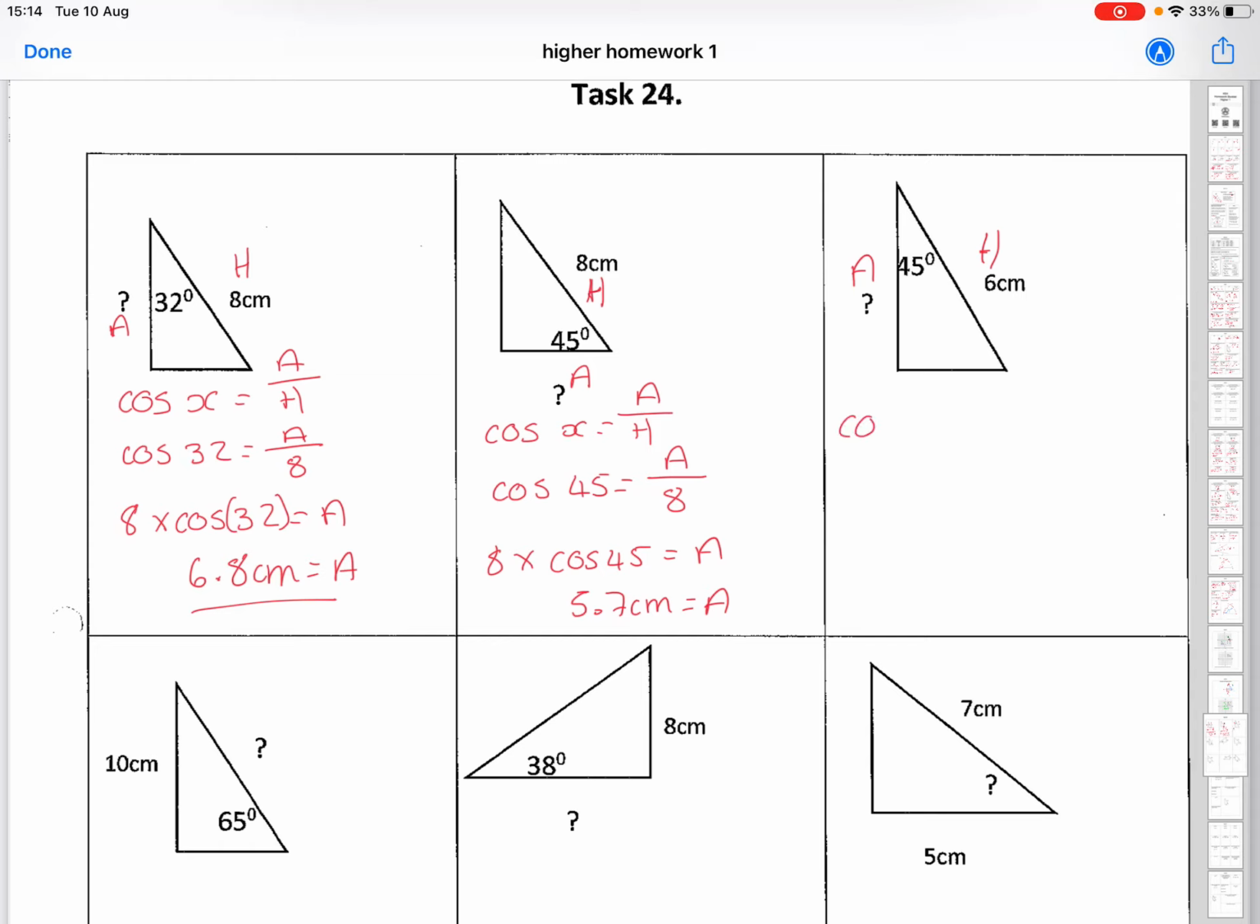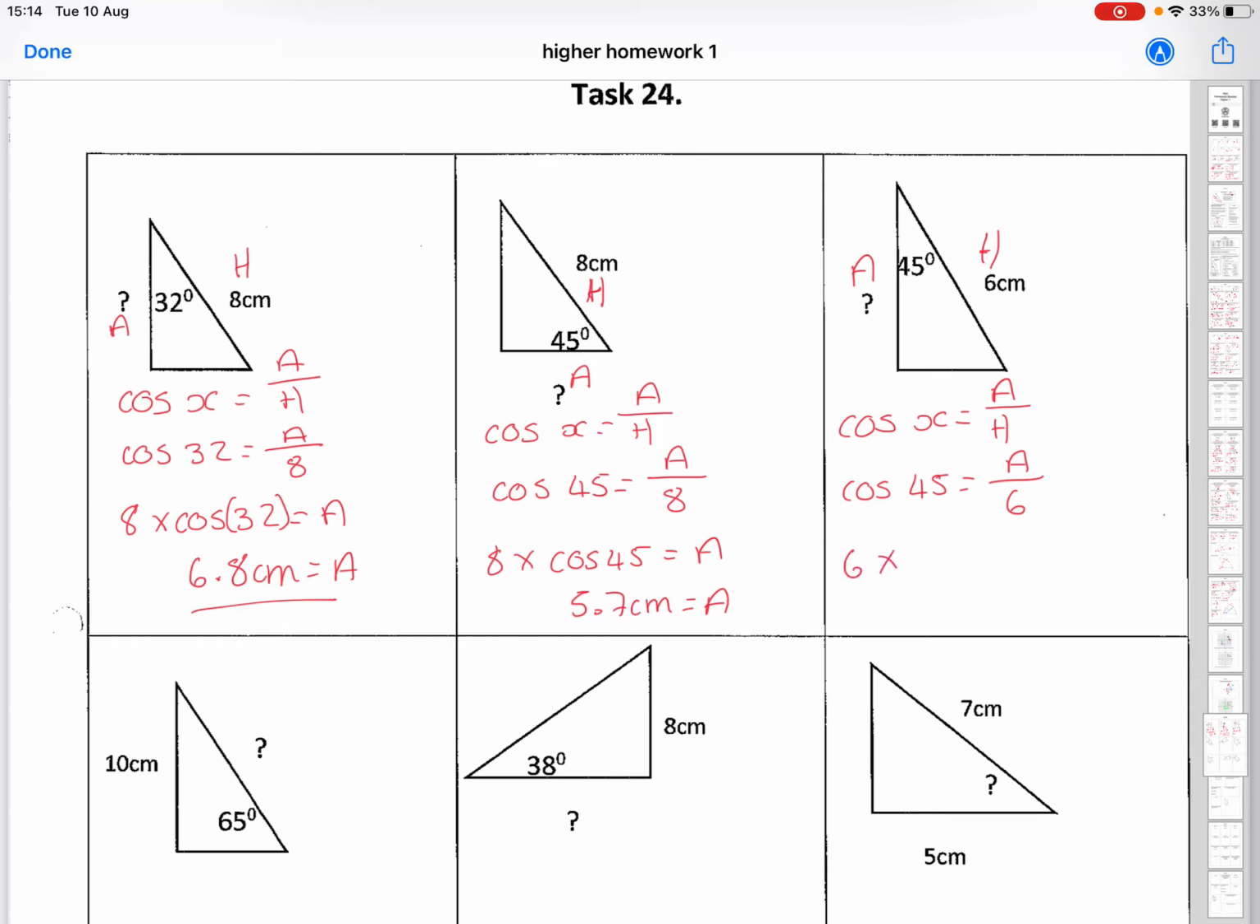Shock, it is cos again. I'm hoping we get some other non-cos questions later on. So we've got cos of the angle x is going to be A over H. So we've got cos of the angle 45 is going to be your adjacent, which we don't have, over our hypotenuse, which we do have, is 6.